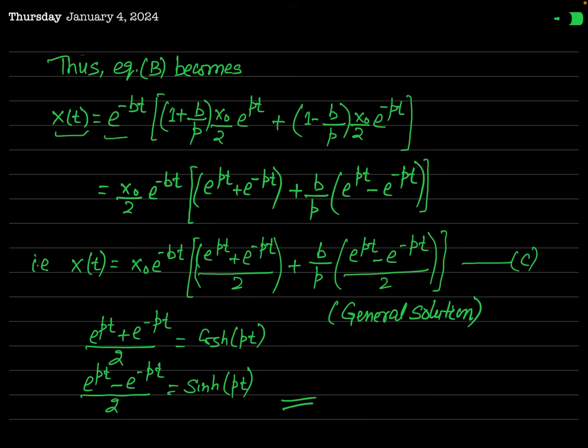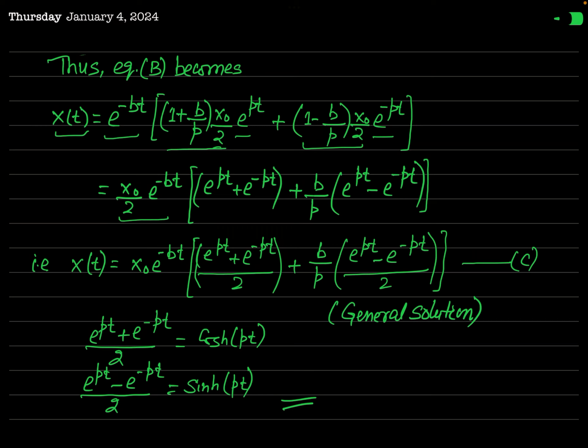X of t equal to e to the power minus bt times, at the place of a, we have to write 1 plus b by p times x naught by 2. And the remaining factor is e to the power pt. You can see the previous equation. And at the place of b, I have written here 1 minus b by p times x naught by 2. And this is the exponential factor e to the power minus pt. And you can take this x naught by 2 as a common factor.